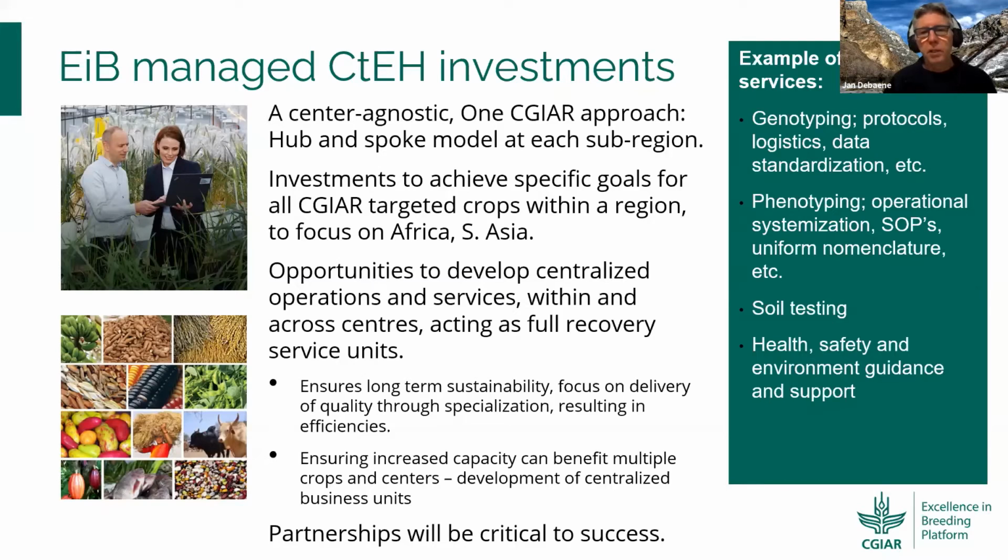And by combining that in centralized services, multiple crops can benefit from this. So that is the development of these centralized business units, and partnerships are critical to the success. On the right are some examples of these centralized services that go beyond just genotyping, which of course is what we're here for during this meeting. Part of that is developing the right protocols, logistics, systems, and data standardization. Similarly for phenotyping, we can take a similar approach. We're also thinking of soil testing through module 4, and implementing health, safety, environment guidance and support through some centralized services.